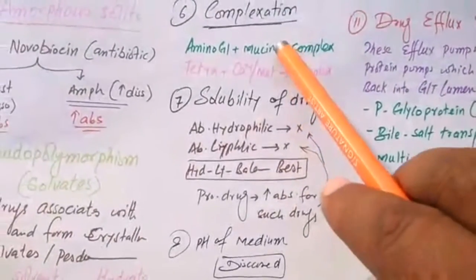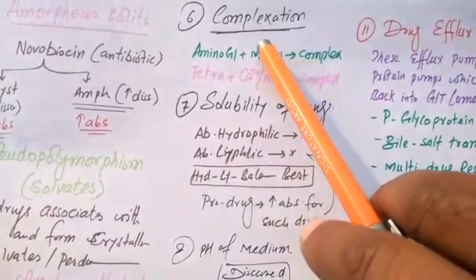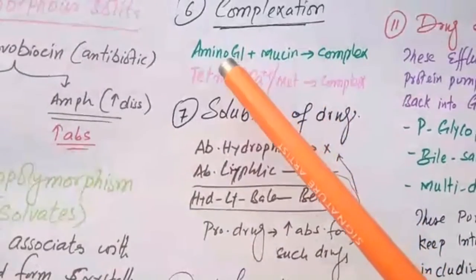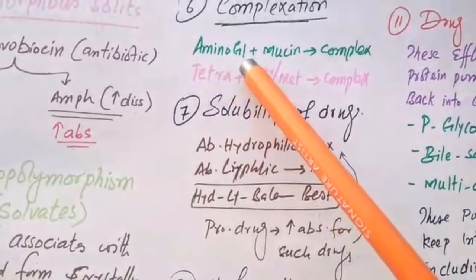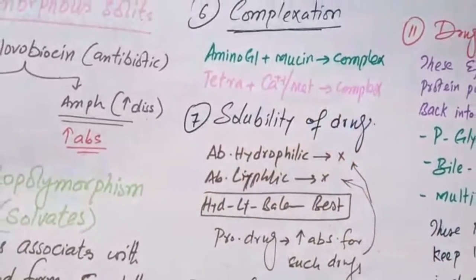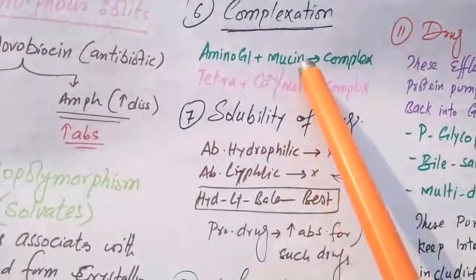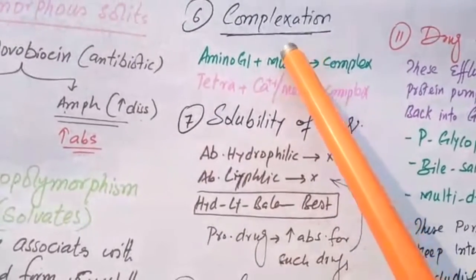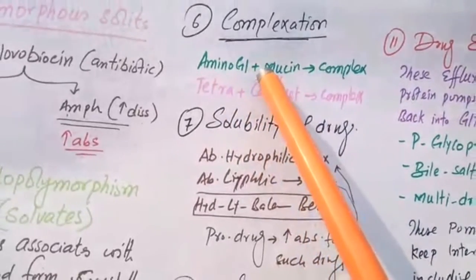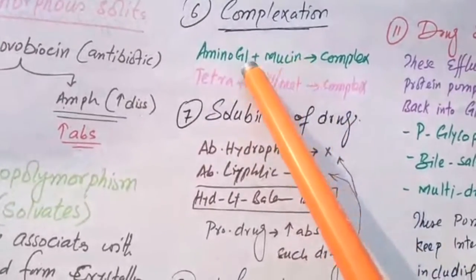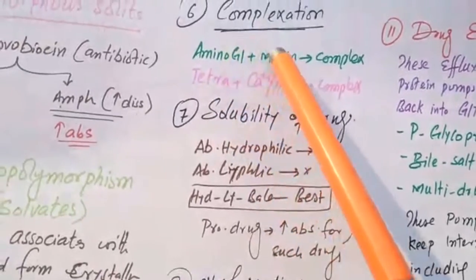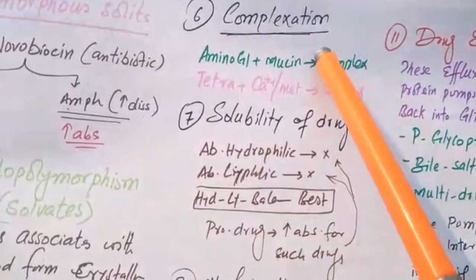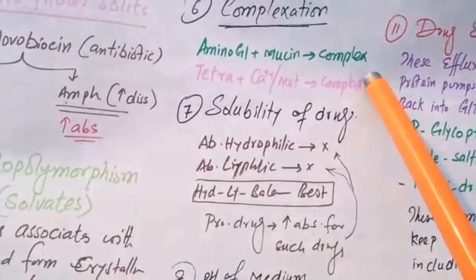The next factor in physicochemical property is complexation. Drugs may form complex. For example, aminoglycoside antibiotic form complex with mucin, which is the glycoprotein of the stomach, and these glycoproteins provide a protective layer to the stomach. So inside the stomach, aminoglycoside form complex with the glycoprotein. This aminoglycoside is charged drug, and again proteins are charged, so the charges form complex with each other, and the absorption is dramatically decreased.